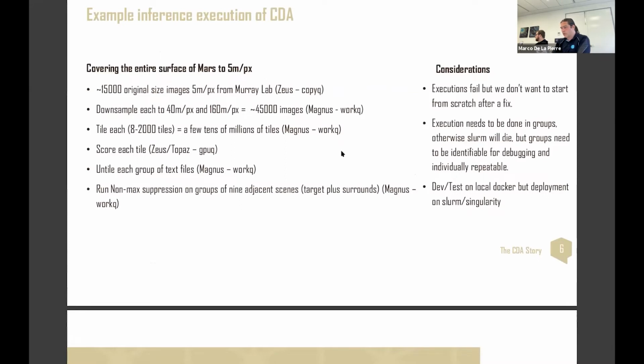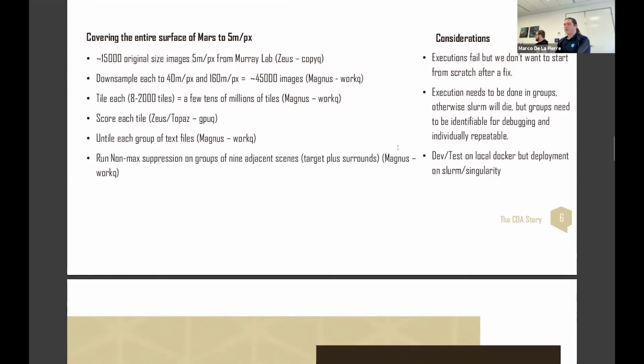Considerations. Executions do fail. For anybody who has heard before about distributed systems, you're guaranteed to have failures, even if it's a failure that is not related to your code. And we can talk about this some other time. But execution needs to be done in groups. Otherwise, if we spawn millions of jobs, Slurm will not be able to handle it. But we need to be able to identify groups so that we can individually repeat them and debug them.